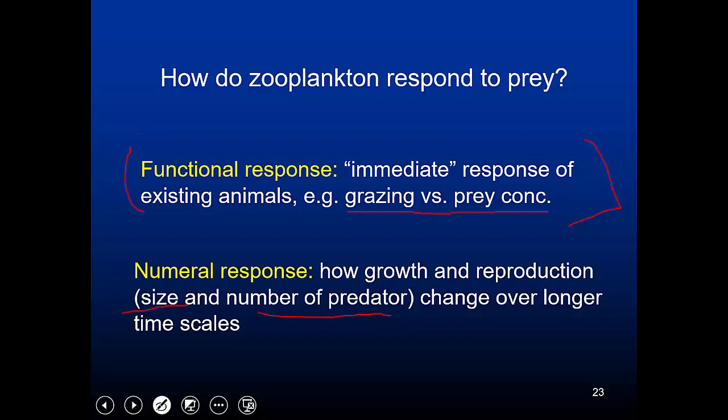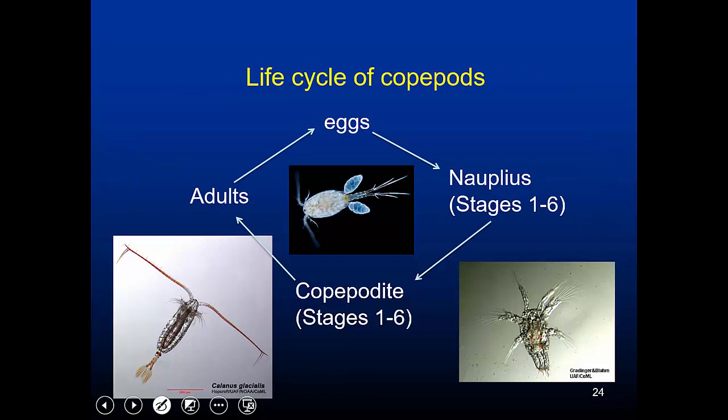So in order to understand the numerical response, we have to look in a little bit more detail at the life cycle of copepods. And I think I mentioned this already, that copepods have a bit more interesting life cycle and lifestyle than what we have seen for the zooplankton. It's a little bit of an oversimplification, but basically the phytoplankton divide asexually. That is, they may have a sexual part of their life cycle, but it's really not the norm. The norm is asexual, just fission.